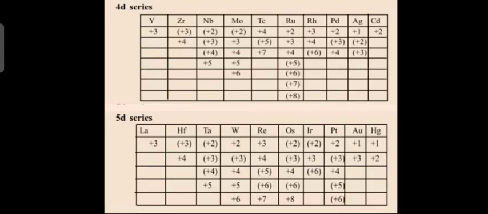You can find out that the stable oxidation states are given without the brackets, and unstable ones are given in brackets, okay. Yttrium, zirconium, niobium, molybdenum, technetium, ruthenium, rhodium, palladium, silver, and then cadmium. Next, similarly in the 5d series, lanthanum to mercury, right? So stable ones are given without brackets, and unstable ones are given inside the brackets, okay.